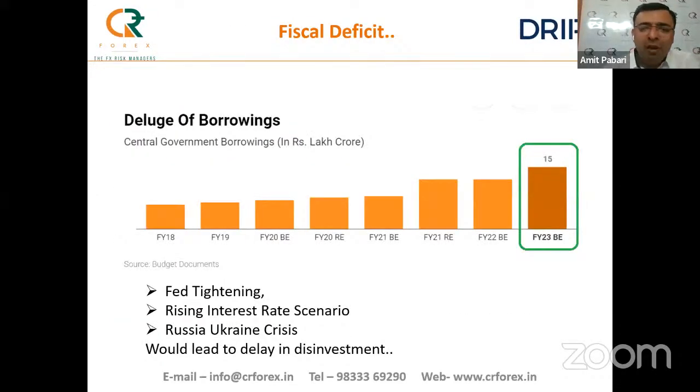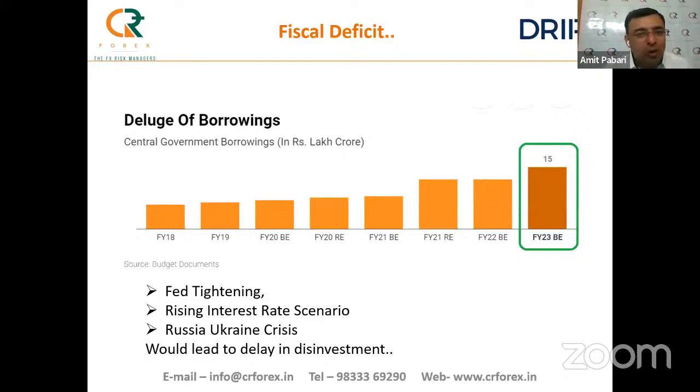Now, let us move to the second factor, fiscal deficit. Fiscal deficit means the government's income and expenditure, where expenditure is more, because of which the government has to borrow money. In the current financial year, which is FY23, the expectation is that they are going to borrow 15 lakh crore. Now, if you look at the data of the last 10 years, 15 lakh crore is the highest. It is a huge amount of money.